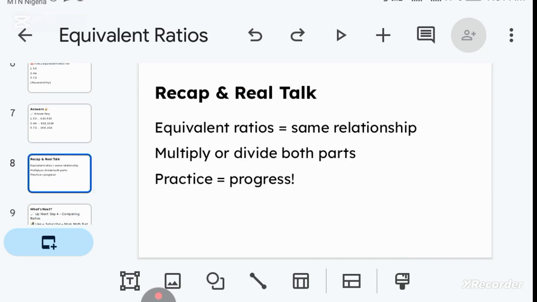So yes, what we've learned today: equivalent ratios are like best friends, always sticking together in the same way. Just multiply or divide both parts and you are golden. And hey, the more you practice, the more powerful your math brain becomes.